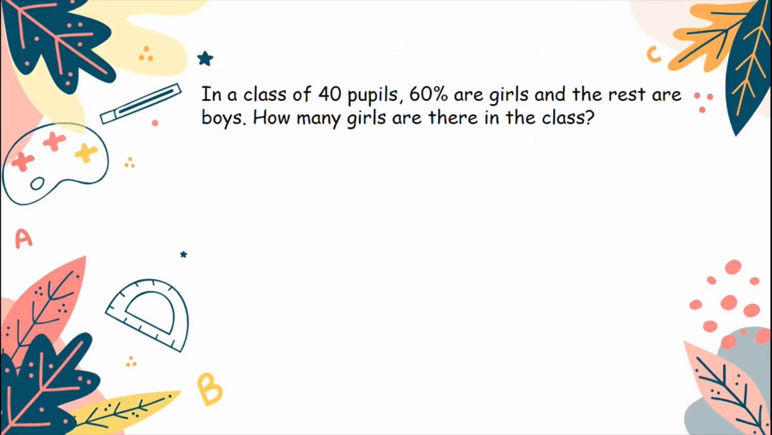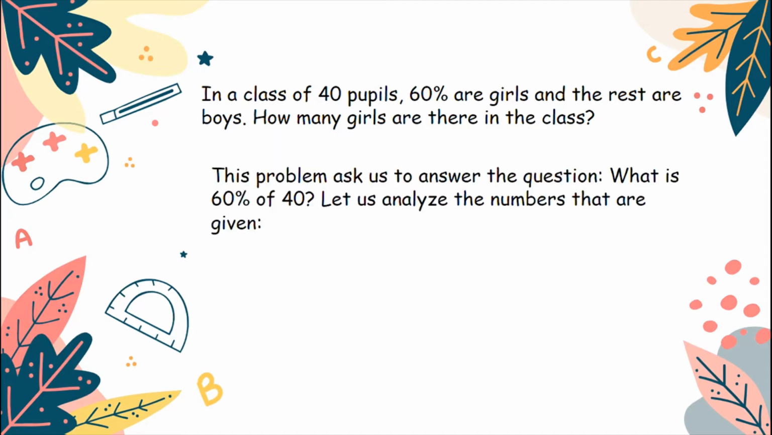So let us have an example here. In a class of 40 pupils, 60% are girls and the rest are boys. So how many girls are there in the class? And this problem asks us to answer the question, what is 60% of 40?